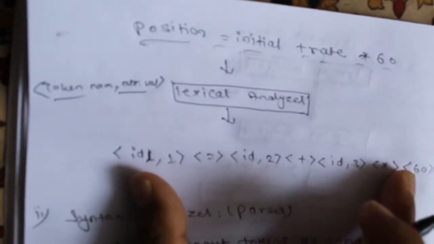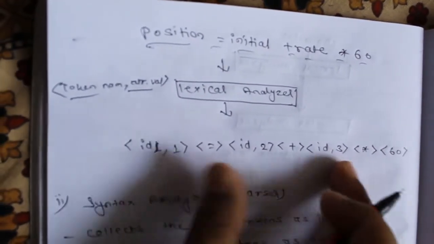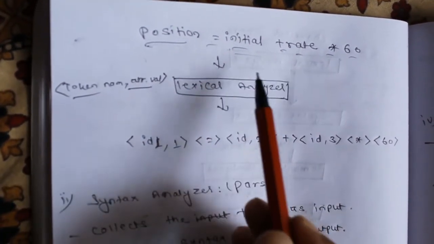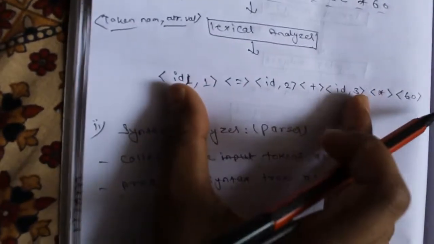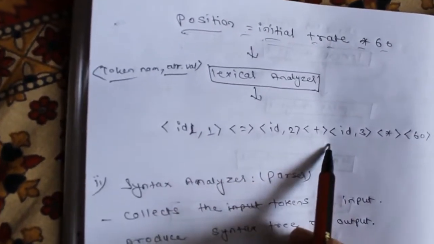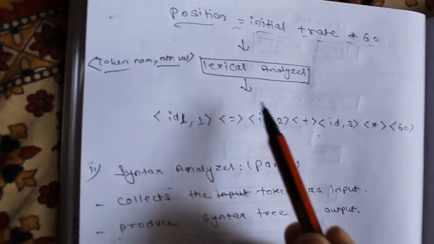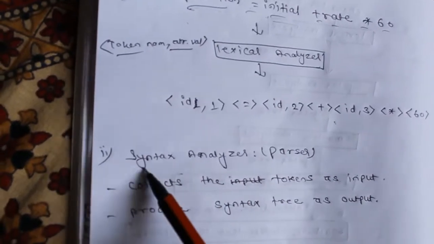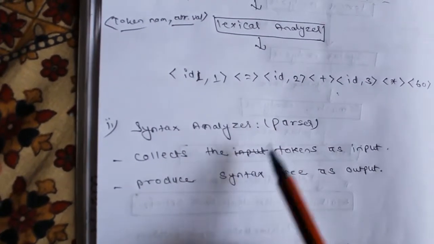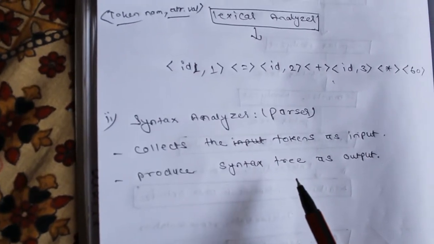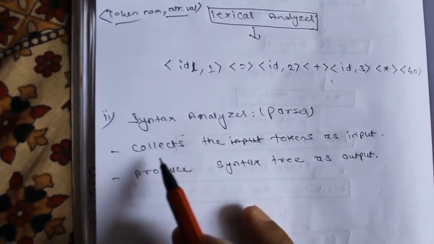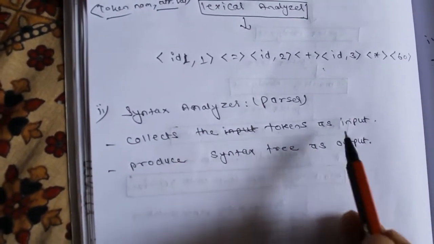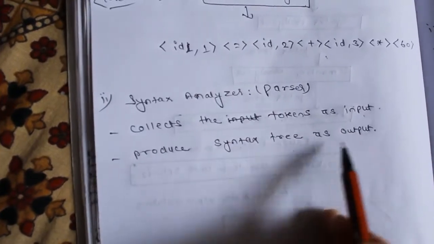So these are the tokens produced by the lexical analyzer after taking the position equals to initial plus rate into 60 as input. Now after getting the tokens produced by the lexical analyzer, these tokens are passed to the next phase of the compiler, that is the syntax analyzer. We call it a parser. The main function of the parser is to check the errors. The main function of the syntax analyzer is to collect the tokens as input and produce a syntax tree as output.